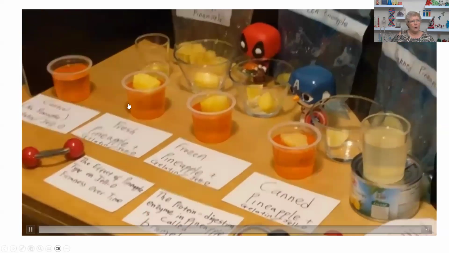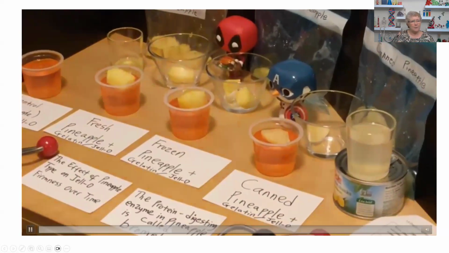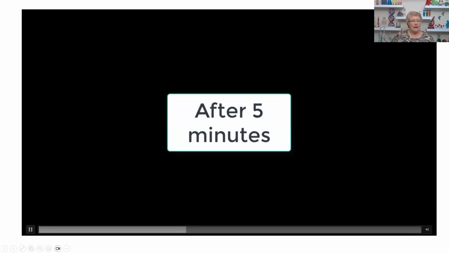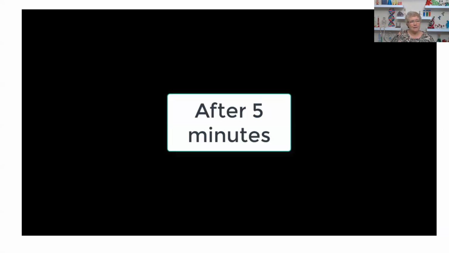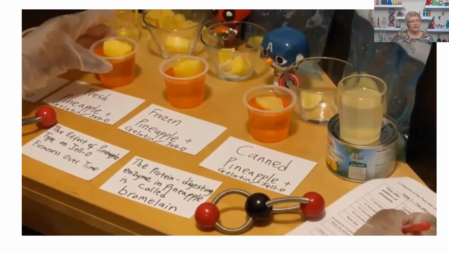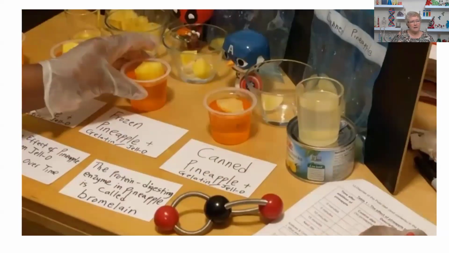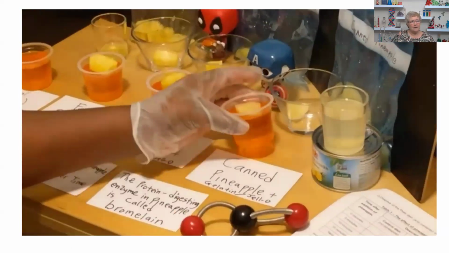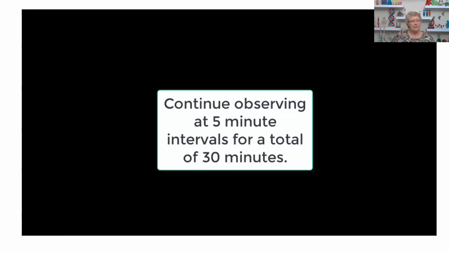Canned, that was the control. Fresh, frozen, and canned pineapple. After 5 minutes, what happened? So you can see after 5 minutes, the fresh is sliding around a little bit. The frozen is still firm. The canned is still firm.